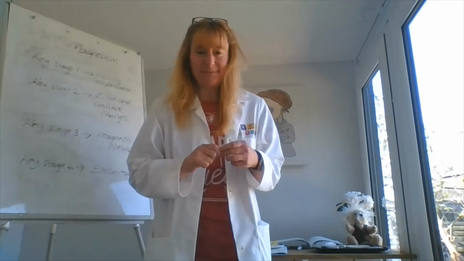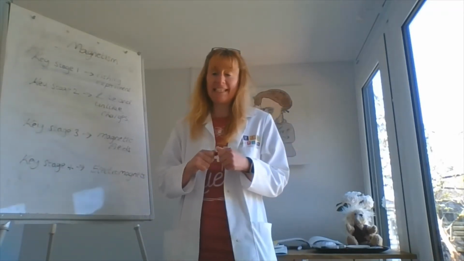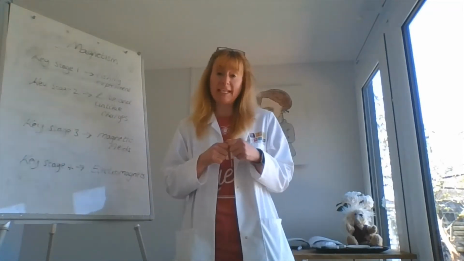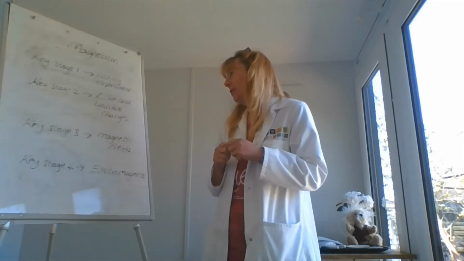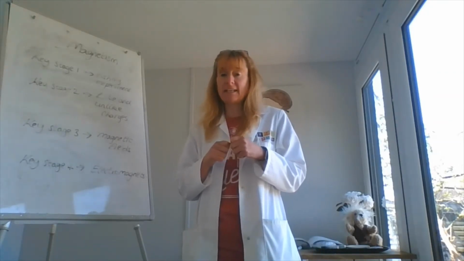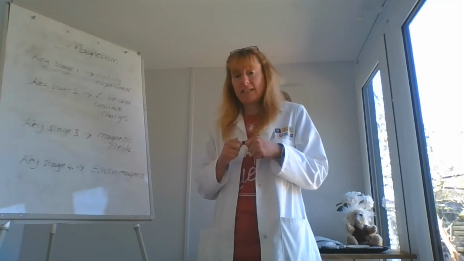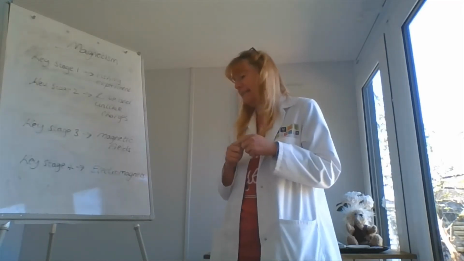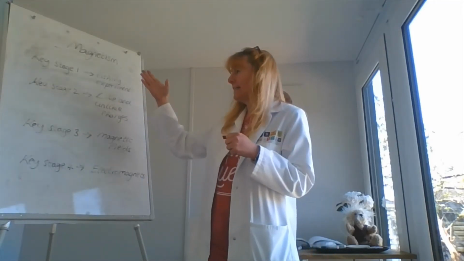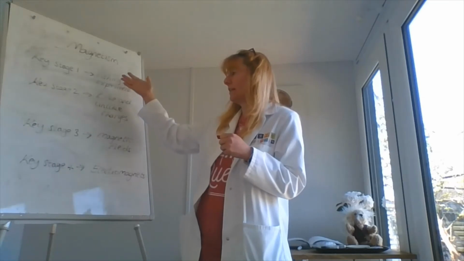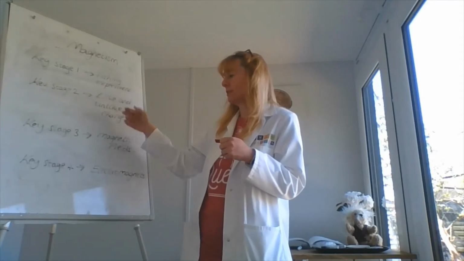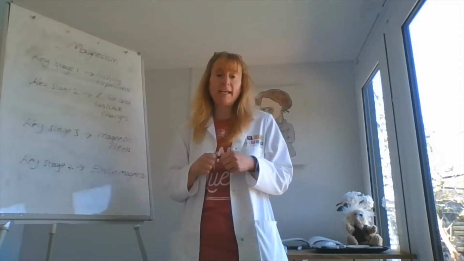Okay, so let's move on to the practical activities today. Key stage 1 are going to have a look at doing a fishing experiment. Key stage 2 are going to look at like and unlike charges. Key stage 3 are going to look at magnetic fields. And key stage 2 will also do key stage 1, key stage 3 will also do 1, 2 and 3, and key stage 4 are going to look at electromagnets.